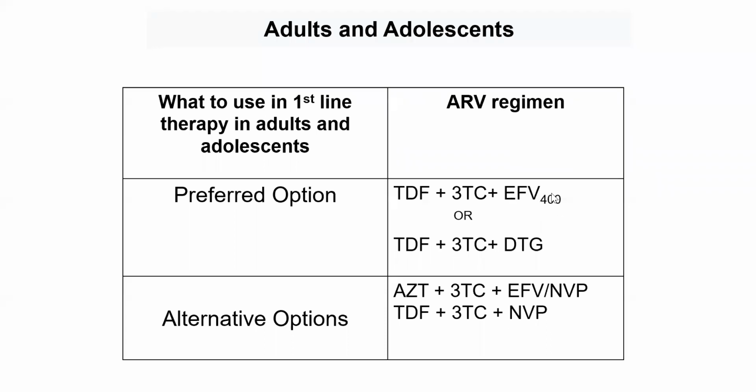So the 400 shows the milligrams in this regimen. We used to have an efavirenz 600, but we moved to efavirenz 400 because of the side effects. But now we're also moving away from efavirenz to DTG. Also, these are the options: for efavirenz, you can use nevirapine. For tenofovir, you can use AZT.